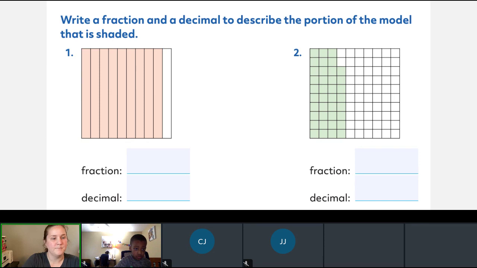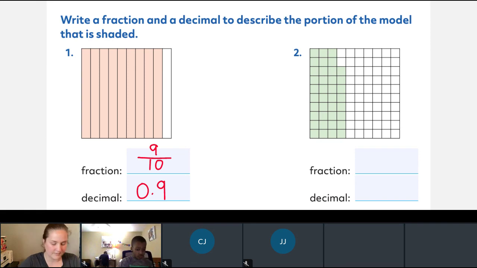Let me get my marker. So we're going to write a 10 and then our line. Now to find your top number for your fraction, you're going to count up the shaded parts. So that would be 1, 2, 3, 4, 5, 6, 7, 8, 9. So 9 is our top number. Okay, so our fraction for model number 1 is 9/10. To find that decimal, all you do is divide. So 9 divided by 10 is 0.9.